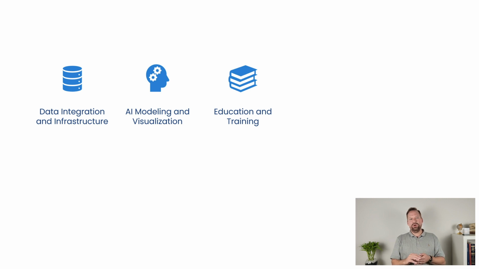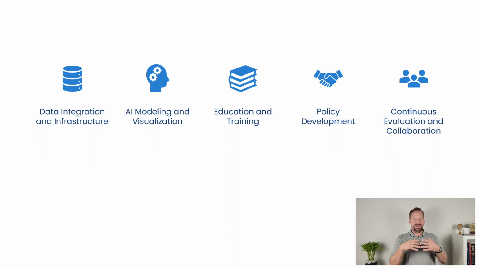Education and training. We need to train public health officials and policymakers to use AI tools effectively, interpret the results clearly, and understand potential errors and biases. Next, policy development. Utilize AI outputs to create informed, data-driven public health policies. And then, of course, we need continuous evaluation and collaboration, which regularly assess the impact of implemented policies and encourage collaborative sharing of insights and improvements.